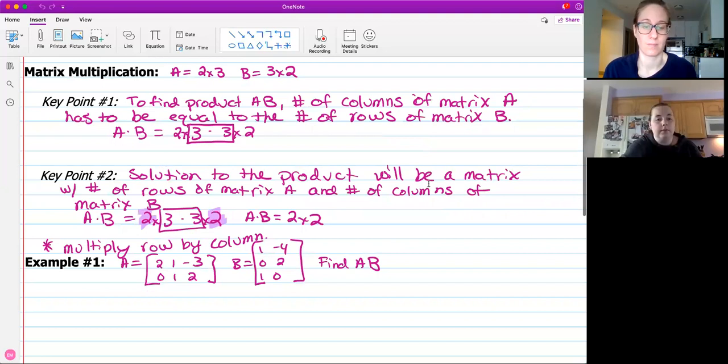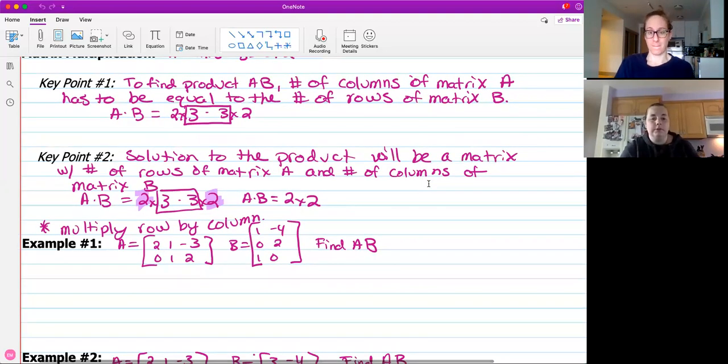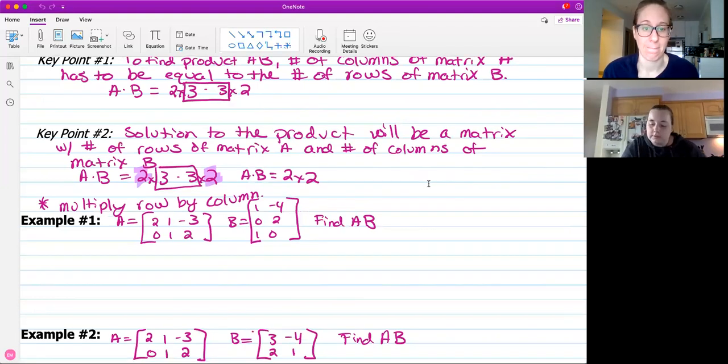Okay, so let's do this first example here. We have A times B. The first thing we need to look at is the order, right? Because we need to make sure that we can actually multiply these two together. We have a matrix here that's a 2 by 3, and this is a 3 by 2. These two pieces are the same, which means that we can multiply these two matrices together, and with these two outer pieces, we can say that A times B will be a 2 by 2 matrix.